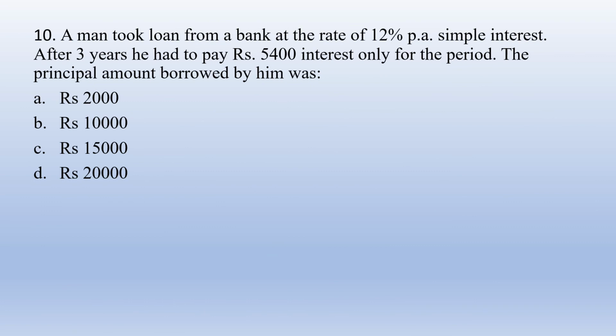Question number 10. A man took a loan from a bank at the rate of interest 12% per annum. After 3 years, he paid rupees 5,400 interest. The principal amount borrowed by him was: option A 2,000, option B 10,000, option C 15,000, option D 20,000. Here we have to find the principal amount. The data given: rate of interest is 12%, the time is 3 years, and the interest he paid is 5,400.